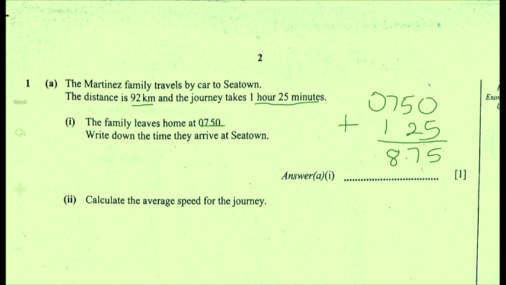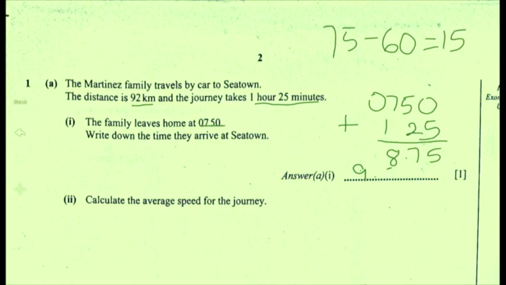So if you say 75 minus that hour, which is 60 minutes, you remain with only 15 minutes. So you add the hour to that 8, so the time here adds up to 9:15. So it's 9:15 hours. That's the time at which they're going to arrive at Seatown. So you have added the 1 hour 25 minutes to the time when the family left, which is 07:50. So you get 9:15.